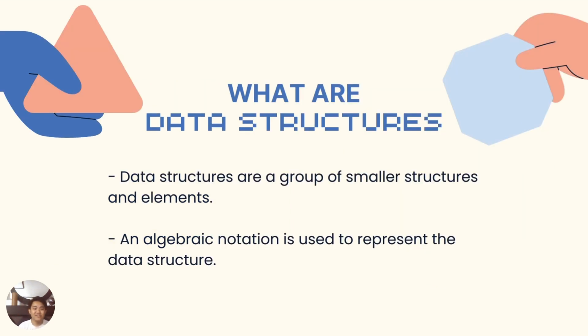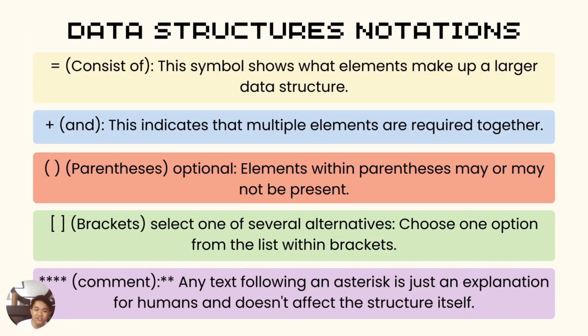So, what are data structures? Data structures are a group of smaller structures and elements. An algebraic notation is used to represent data structures. As I've said, it is used to define the data that you're referring to in more detail, so you have to break it down. And so it has these algebraic notations. So what are these notations?